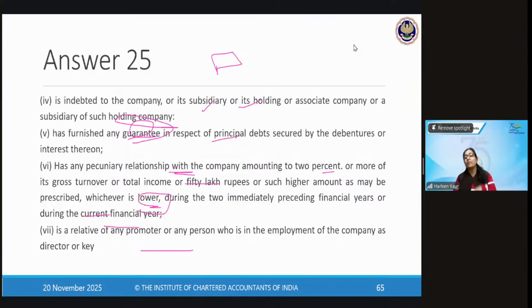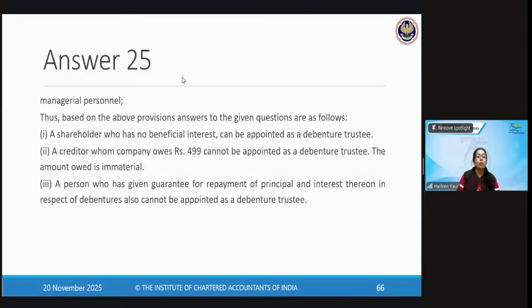Out of these, whichever is lower during the 2 preceding years, this kind of relationship you should not have with the company. Say for example, when you calculate, whichever is lower comes out to be rupees 2 lakh. So if you have this limit of 2 lakh relationship of giving or paying to this debenture trustee for the last 2 years, then he cannot be appointed. If he is a relative of any promoter or director, then also he cannot be appointed. So first you will give the definition of debenture trustee. You will tell them the following categories are prohibited, and then on that basis the first can be yes, the others cannot. So yes, no, no was the correct answer.